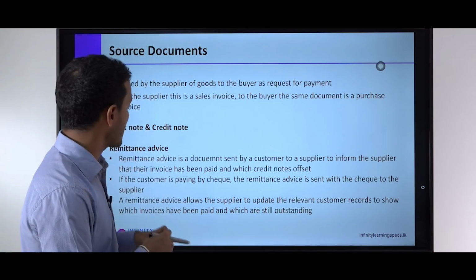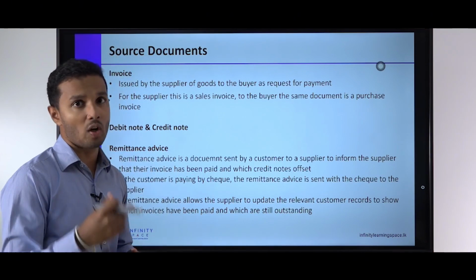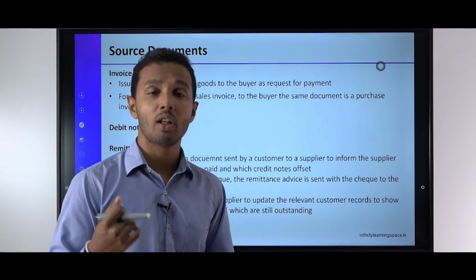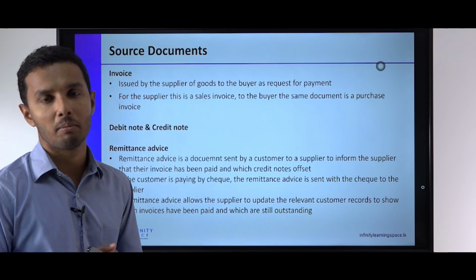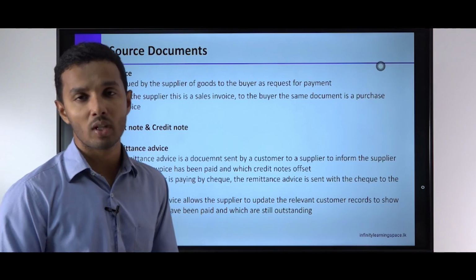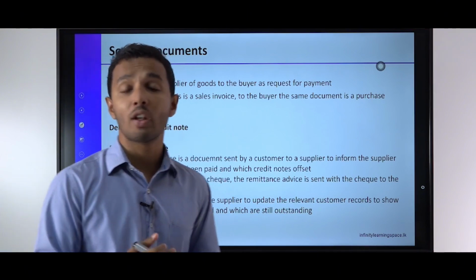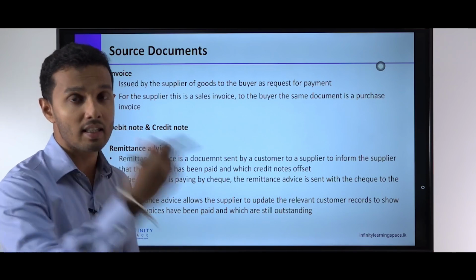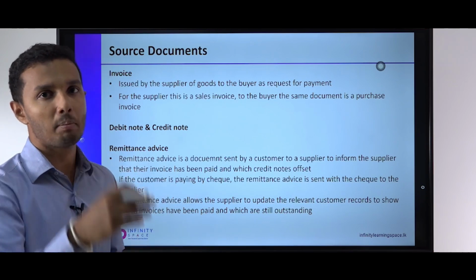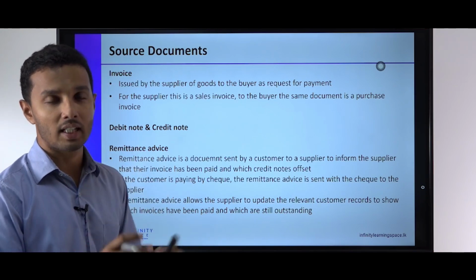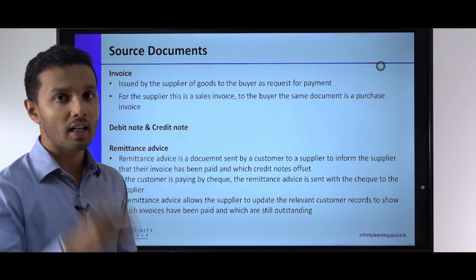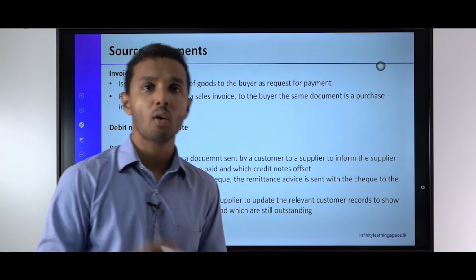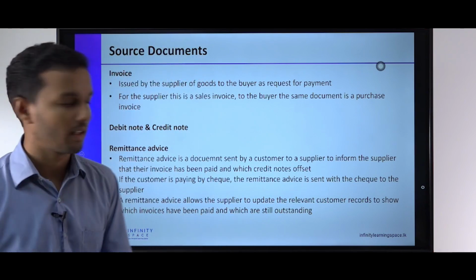Because if the customer doesn't send a remittance advice and just transfers money, the supplier will not know who gave the money, because money will be simply credited to the supplier's account, but the supplier will not know who made that payment. So the customer has to make sure he tells the supplier formally, I made that payment, this is the transfer details, I made the transfer on this date and this payment is for this particular invoice. So that the supplier is fully aware who paid and who didn't pay, right?